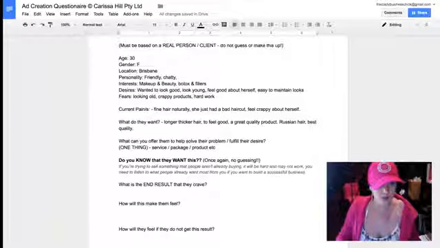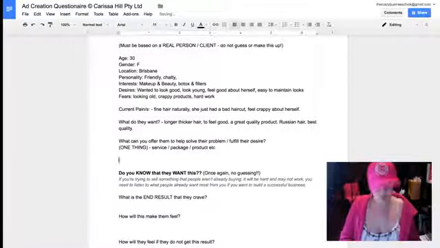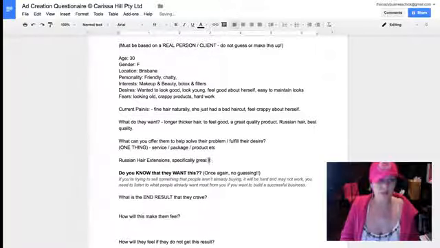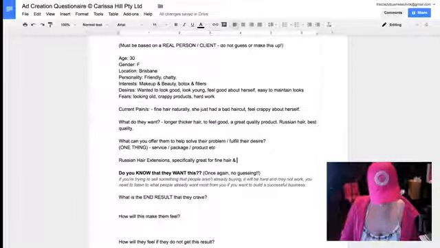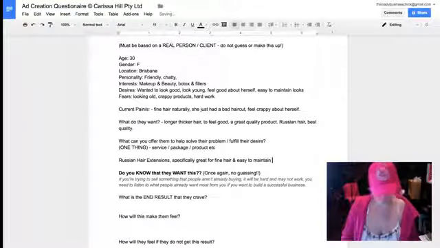What can you offer them to help solve their problem, fulfill their desire? One thing: service, package, product, etc. So, Russian hair extensions, specifically, great for fine hair, and easy to maintain. Now that I know all those things, I can make sure that what I'm offering overcomes those things, or says what she wants.